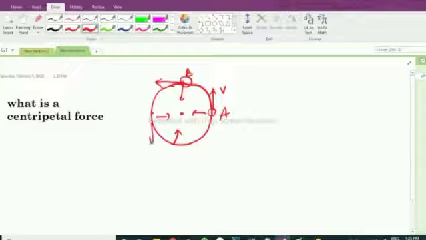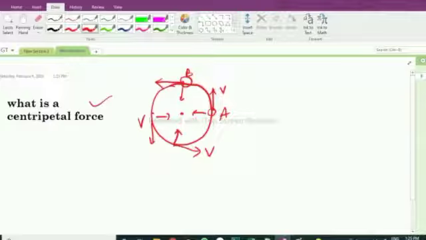But this object will experience a force towards the center. That force is called centripetal force. This is given by Newton's law, and centripetal force is given by the expression mv square by r, where v is the speed of the object and r is the radius of the circular path.